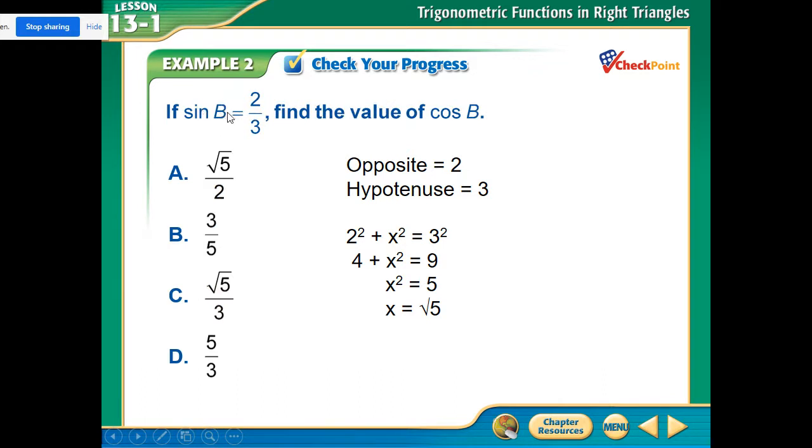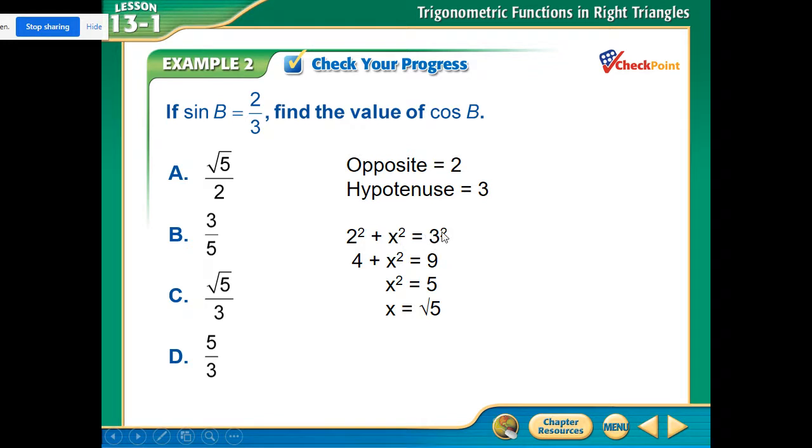So here we have the sine being 2/3, so the opposite is 2, the hypotenuse is 3. So we need to find the other value, the adjacent, to find the cosine. So the adjacent is going to be this x squared. So it's 2 squared plus x squared equals 3 squared.